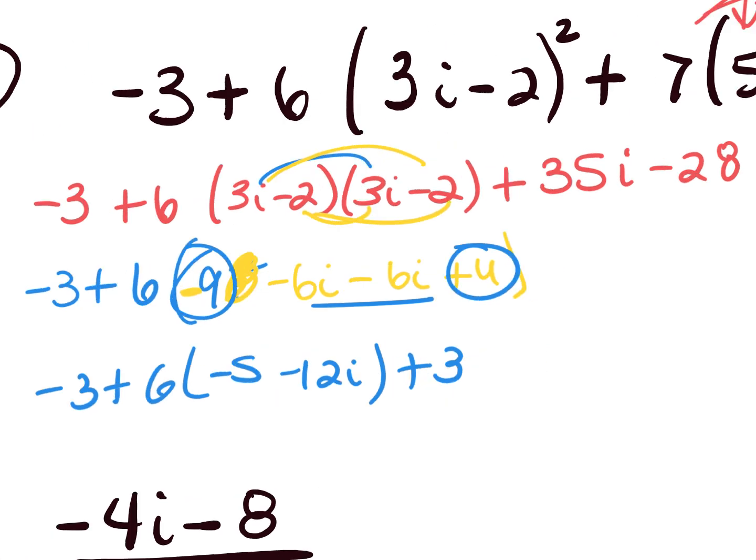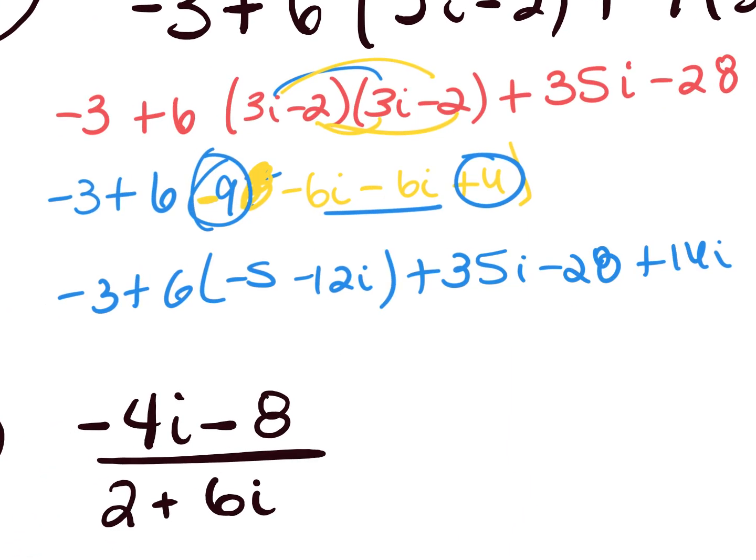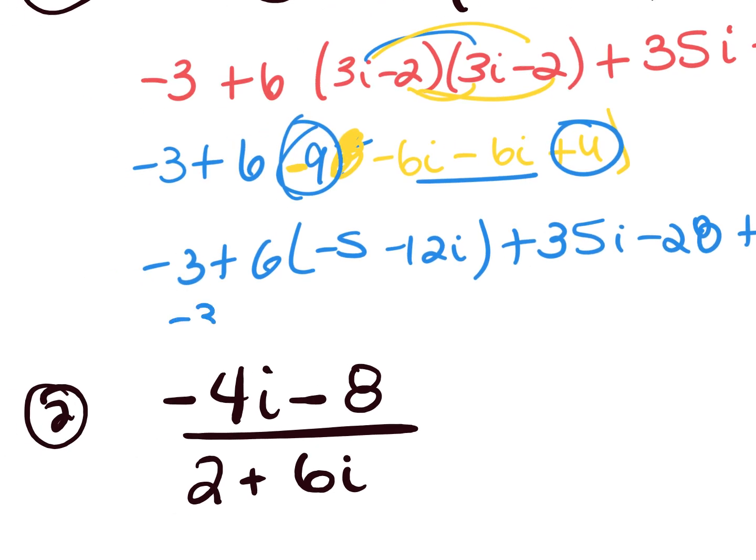Plus 35i minus 28 plus 14i. Don't combine anything until all of your multiplication is done. So I still have that negative 3 out in front. Then I have negative 5 times 6 is minus 30. 6 times negative 12i is minus 72i. And then finish the problem.